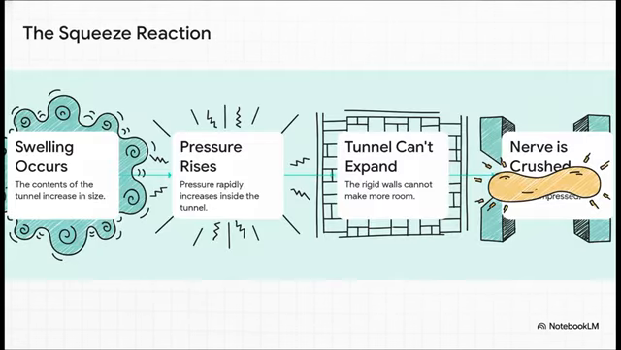And this sets off a nasty little chain reaction. First, for whatever reason, the stuff inside the tunnel starts to swell. That immediately jacks up the pressure inside that tiny space. And because the tunnel's walls are rigid, there's nowhere for that pressure to go. So what happens when you squeeze a bunch of tough cables and one really soft one? Yeah, the soft one gets crushed. The median nerve takes the hit.